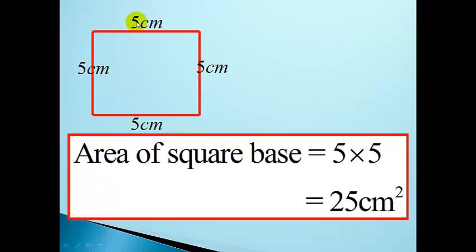Now, considering the square base, the area of a square is length times length. That is 5 times 5, and the answer is 25 centimeters square.